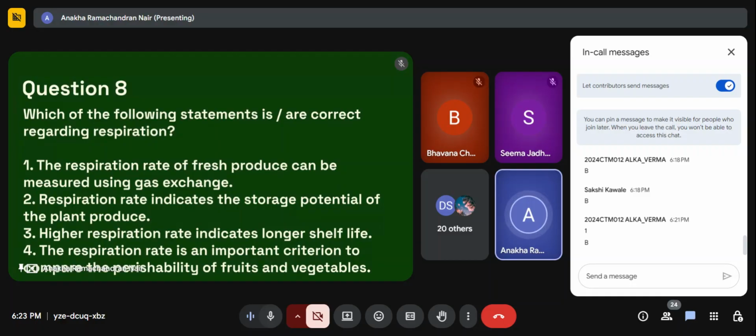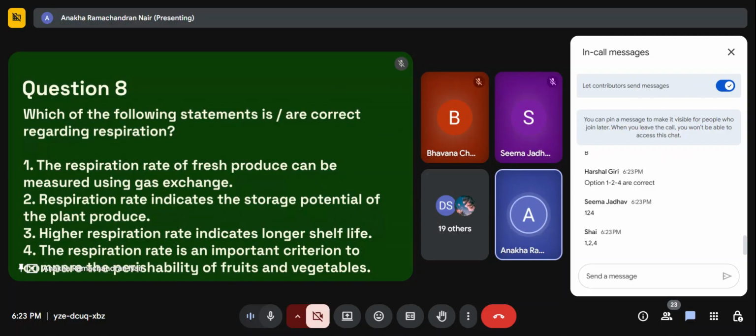So, this is again a true or false, correct or not question, right? Which of the following statements is or are correct regarding respiration? There are four options given to you. Option 1: the respiration rate of fresh produce can be measured using gas exchange. Option 2 is respiration rate indicates the storage potential of the plant produce. Option 3 is higher respiration rate indicates longer shelf life. And option 4 is the respiration rate is an important criterion to compare the perishability of fruits and vegetables. How fast they will spoil. That is the perishability, right?